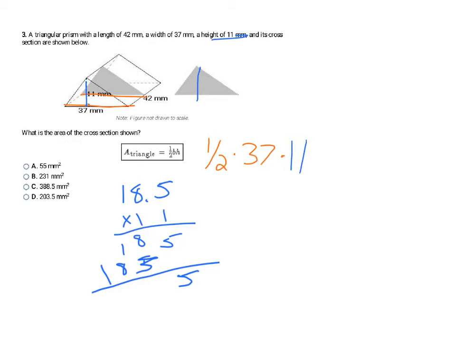And then it's going to be 13, then 10, and then 2. And then remember, when you multiply with the decimal, you count how many numbers are to the right of the decimals. And so here, there's 1 to the right, 0 to the right, so that's a total of 1. So that means in my answer, I'm going to have 1 number to the right. So that's going to make my final answer 203.5 millimeters squared, which is letter D.